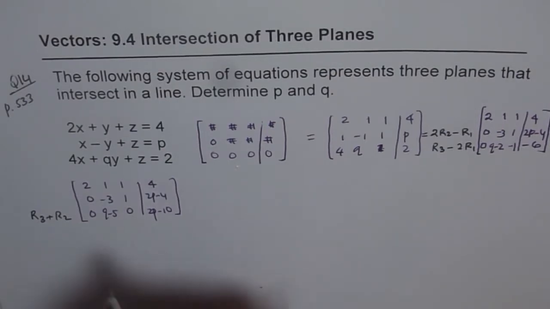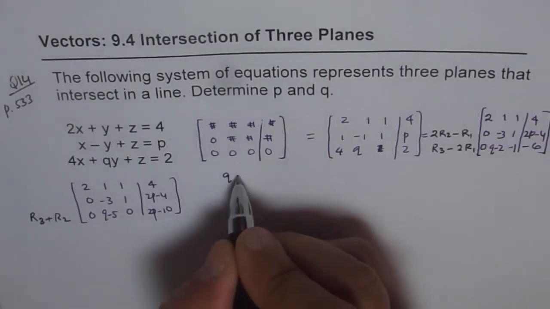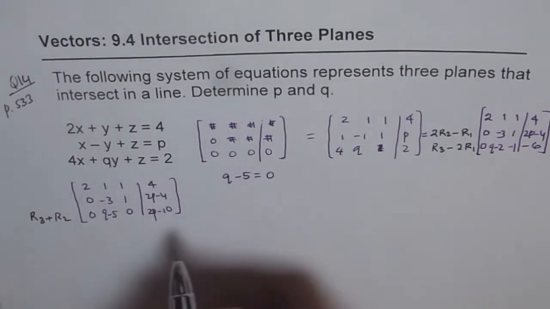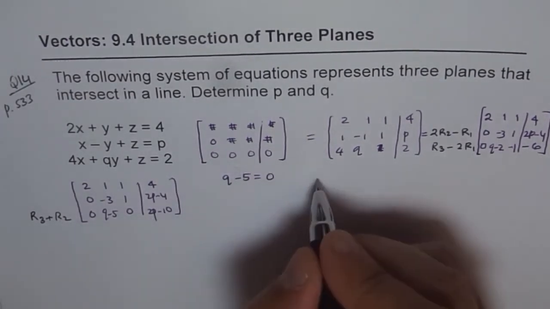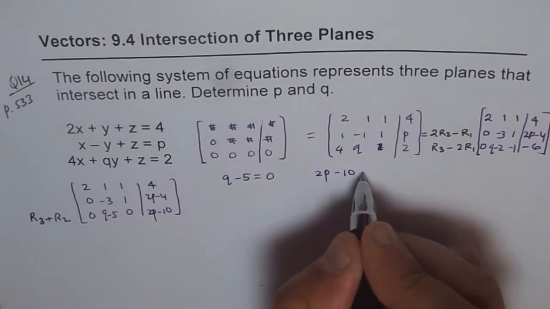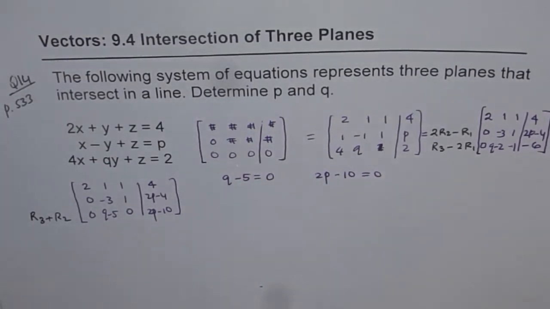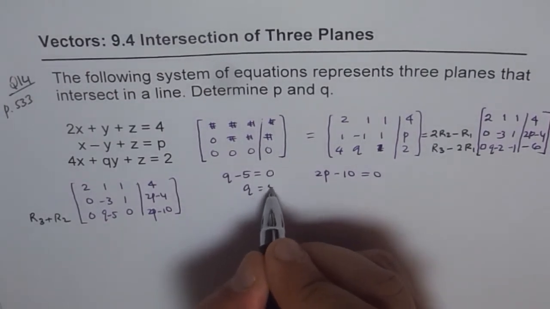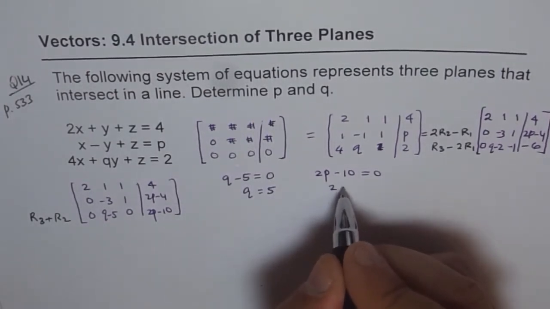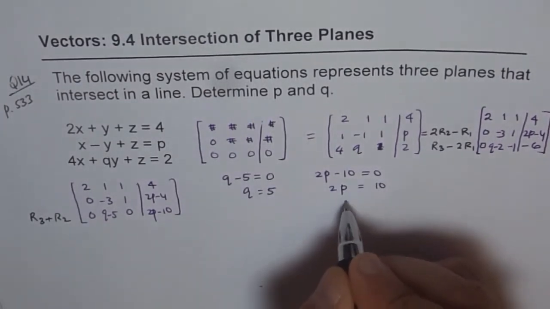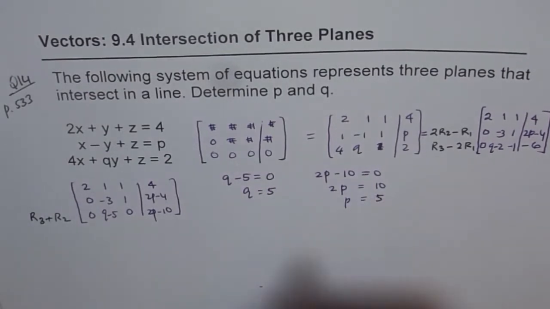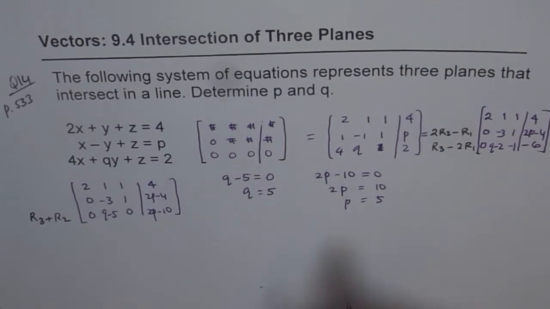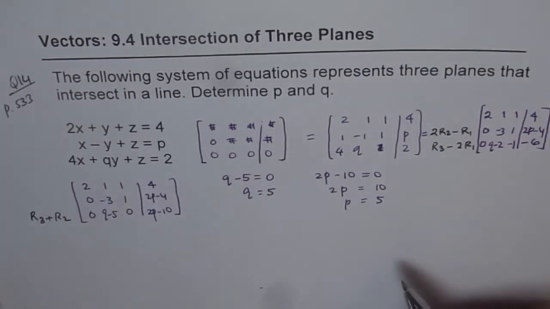And the equations are q minus 5 equals to 0 and 2p minus 10 equals to 0. So these are our equations. From here, we can find the value of q and p, right? So q equals to 5 and then 2p equals to 10, or p equals to 5. So we get q and p as equal to 5. Do you understand? So that is the solution for finding p and q.